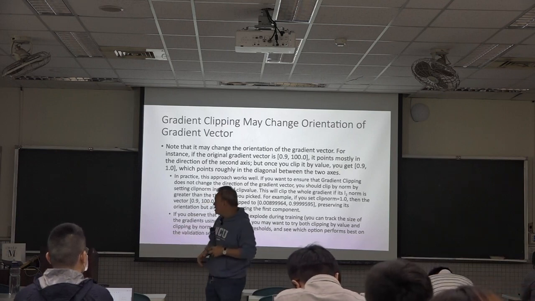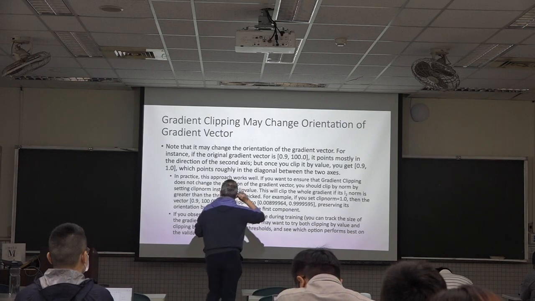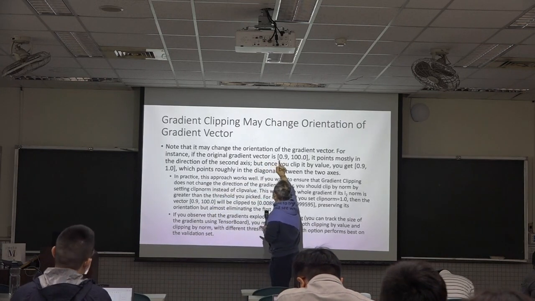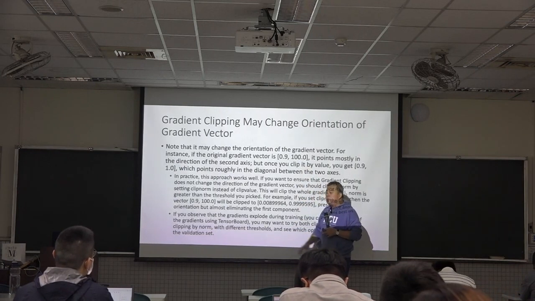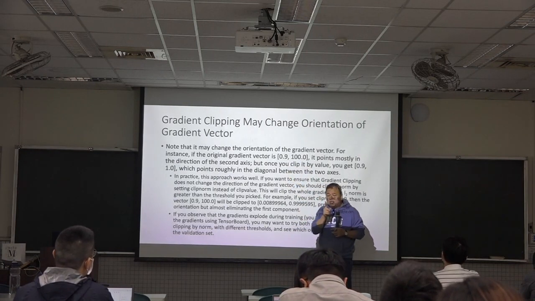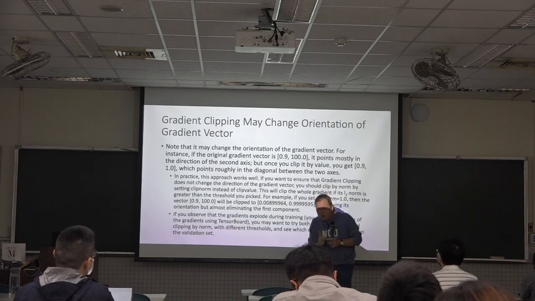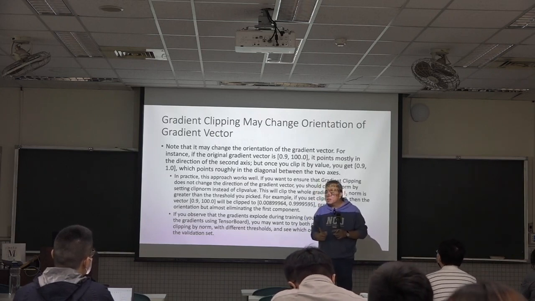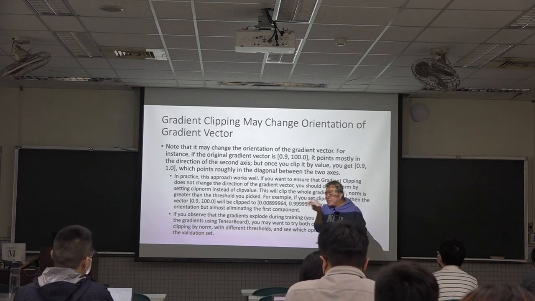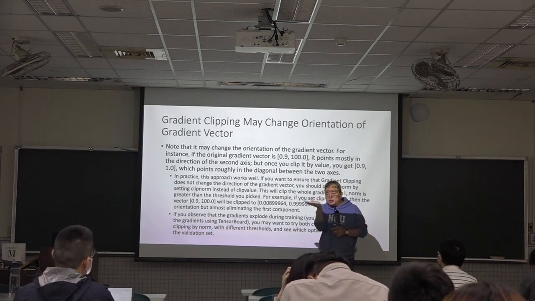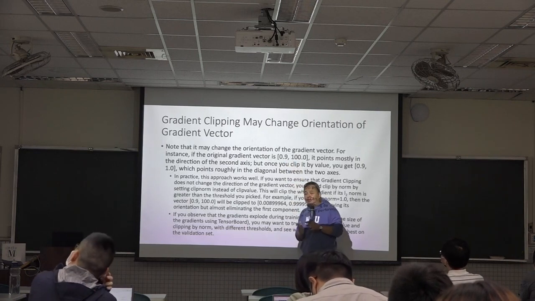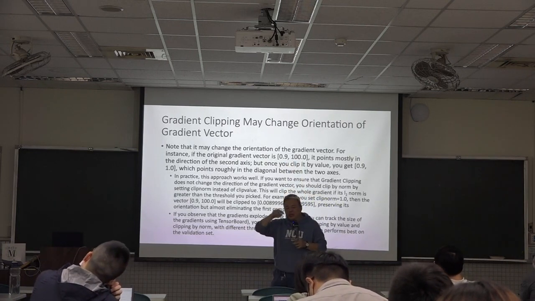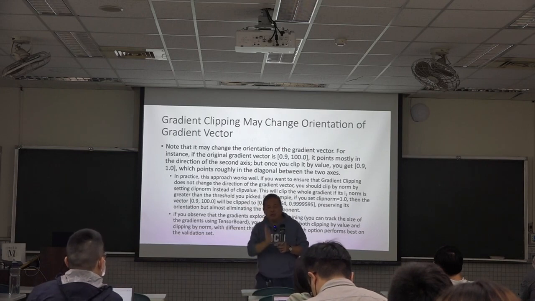Okay, but say your gradient vector is 0.9, 100. This tells you that the gradient is very close to north, because the x direction is only 0.9, but the y is 100. So if you draw this vector, you will find that it points very close to north, right?